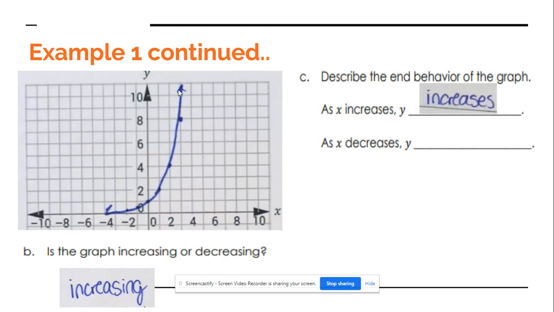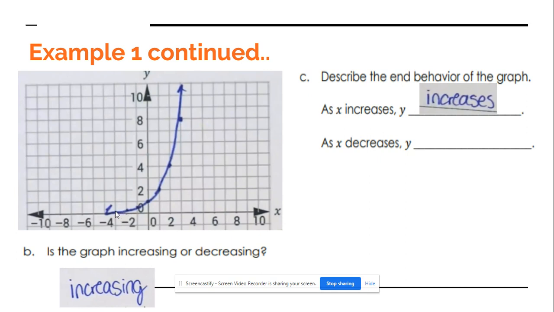So the end behavior, as x increases, y is also increasing. But let's look at it as x decreases. So as x gets smaller, this arrow here, part of an arrow, means that the graph is continuous. It's going to keep on going. But x could get smaller and smaller. So when x is 0, y is 1. When x is -2, y is going to be a fraction.